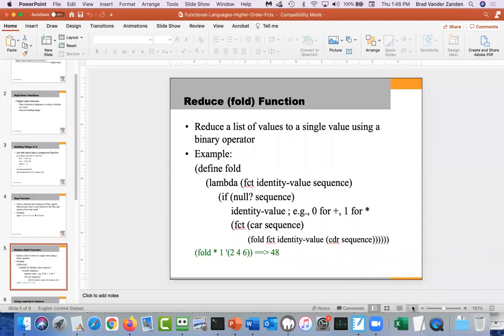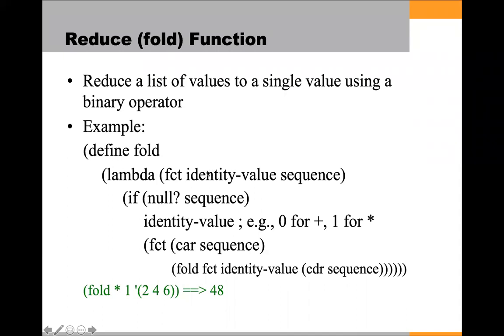Okay, so that is what we're doing here. This is our identity value in our sequence. So if the sequence is null, we return our identity value. That's kind of the base case. So here I am using an inductive construction for the reduce function. If the sequence is not null, I apply the function to the car of the sequence, so the first element in the sequence, and the result that I obtained by applying fold or the reduce operator to the remainder of the sequence.